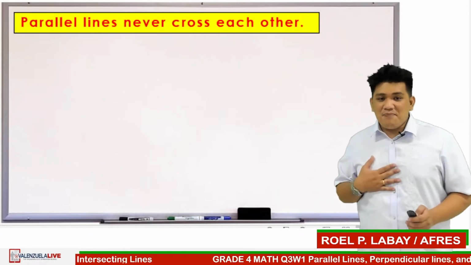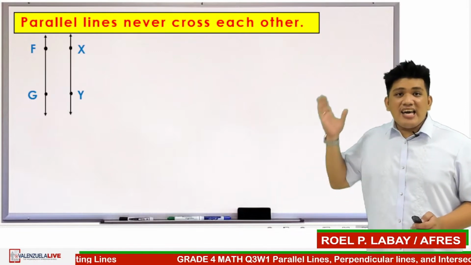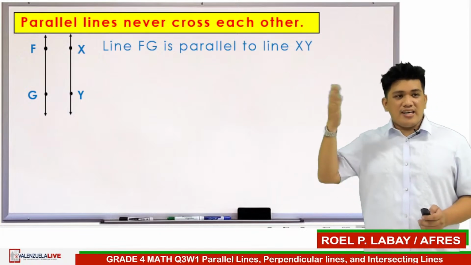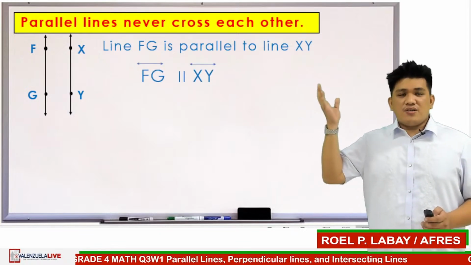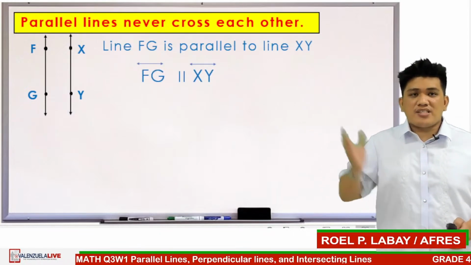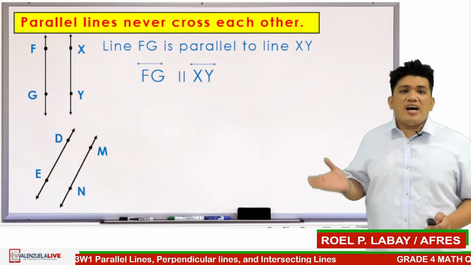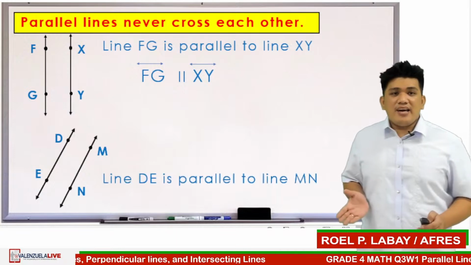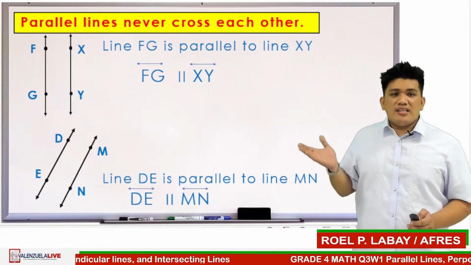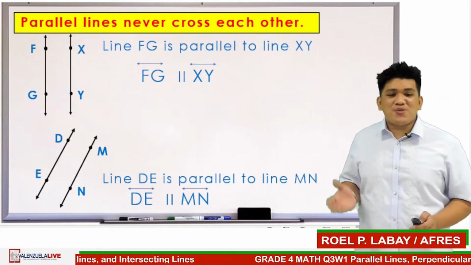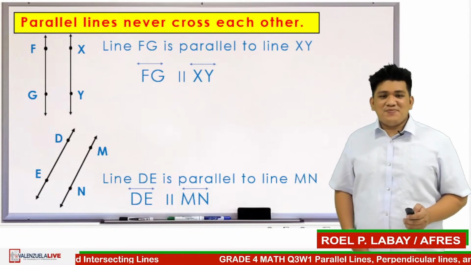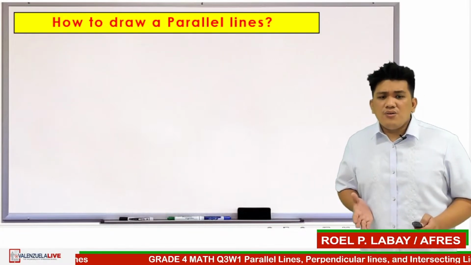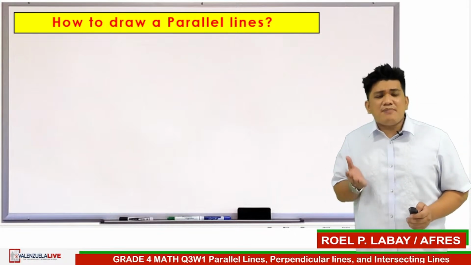Here are some examples. Line FG is parallel to line XY. So we can write it in this symbol, or line FG is parallel to XY. Another example is this one. Line DE is parallel to line MN. So we can write it in this symbol. Line DE is parallel to line MN. Now you can identify and name parallel lines.